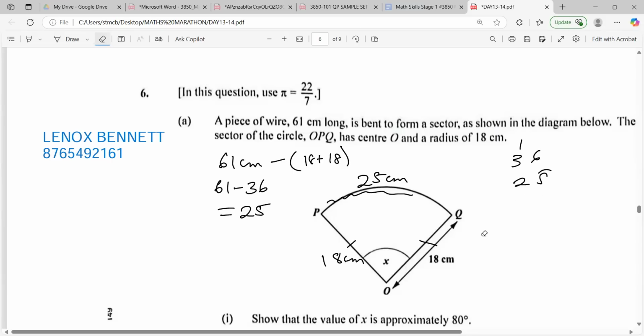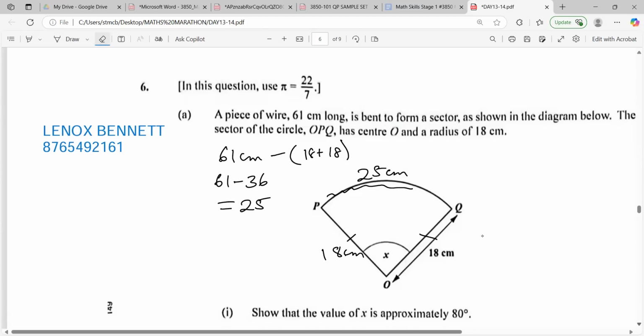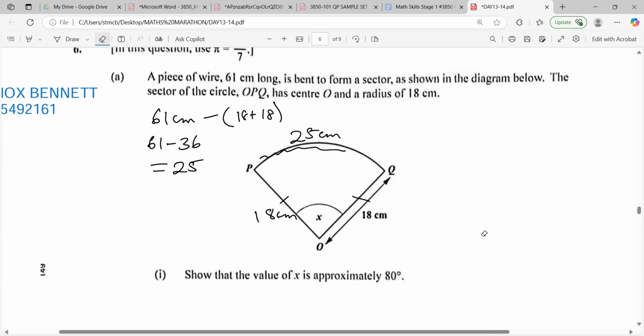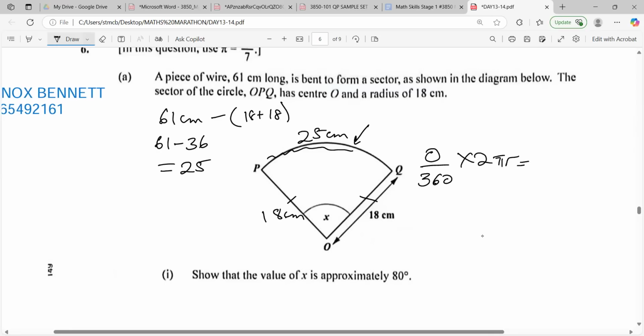So the angle here now, we can use the length of an arc formula and get it, because once we figure out this piece here, we can use the length of an arc, right? Which is the angle over 360 times 2 pi r. That's all we get here. The angle.